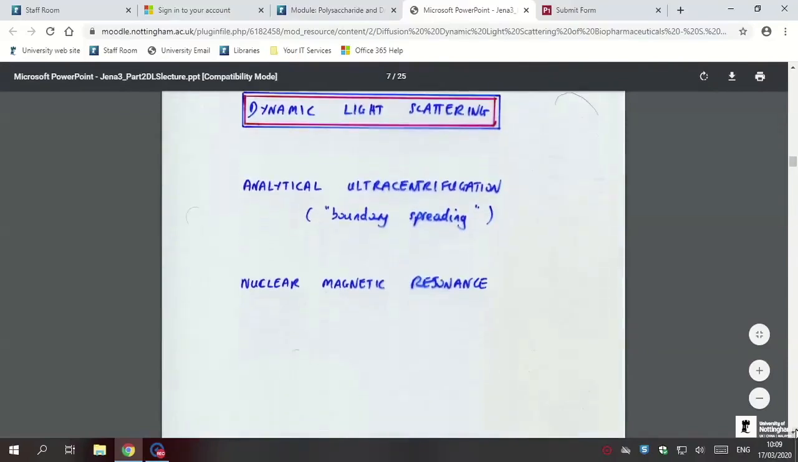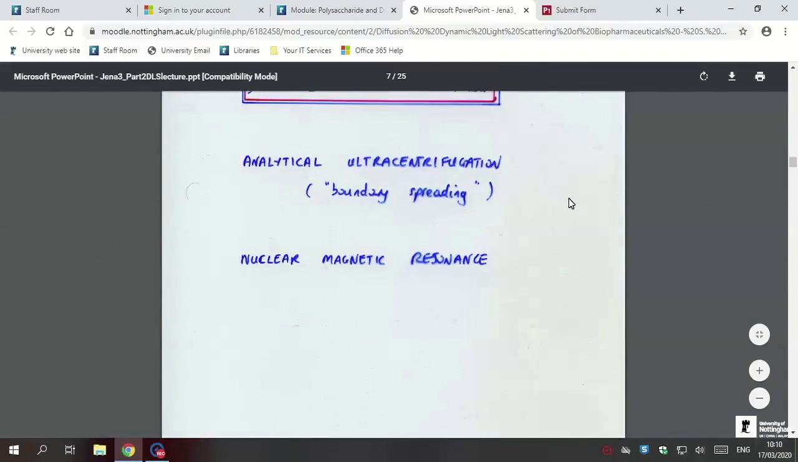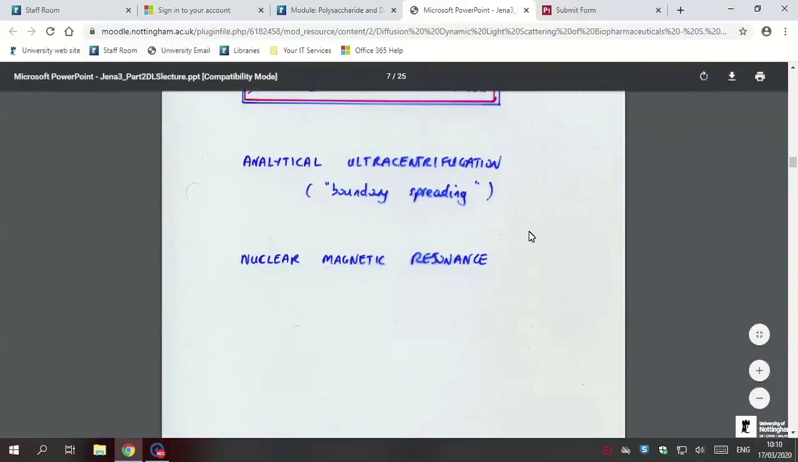Right, other techniques: you can get diffusion coefficients with centrifugation and also with NMR. Did Dave Scott mention measurements of diffusion coefficients with NMR? No, we can.